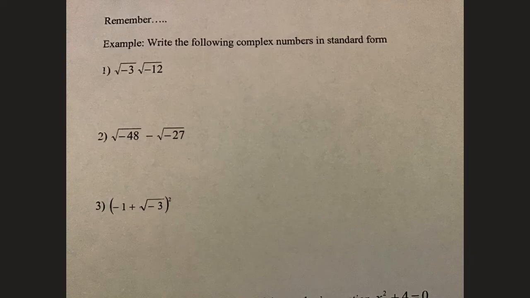All right, let's write some complex numbers in standard form. Remember, standard form is a plus bi. So we're going to always put that real number part first and the i portion second. Here's what we've got. Watch out. This root negative 3, that negative is going to make an i. So here we go. i square root 3 and i square root 12. Multiply these two together. Let's see what we get.